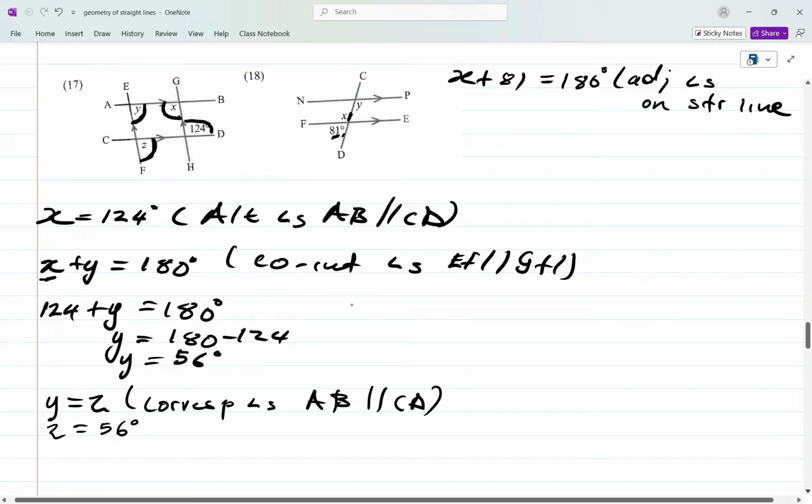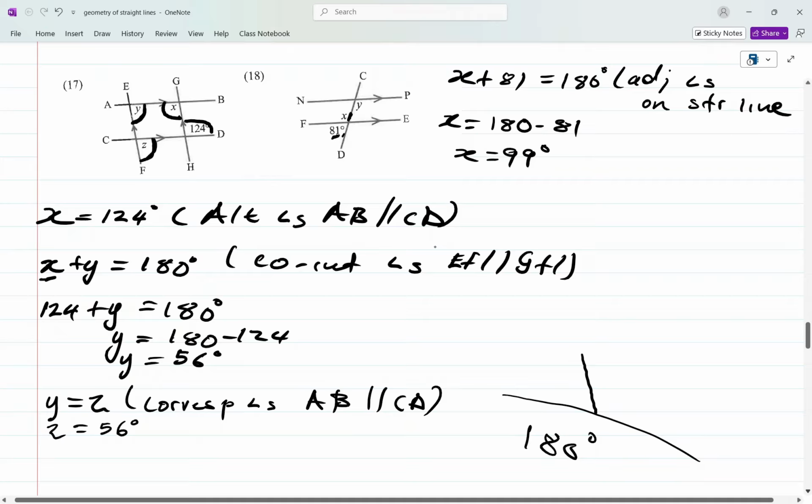A quick reminder of adjacent angles on a straight line. Those are the angles which are behaving like this. If you have two or more, being X here and then being Y, we are saying the addition of X and Y must be 180. Therefore, I'm going to make X the subject here by subtracting 81 from 180. And then my answer will be 99 degrees. The value of X will be 99 degrees.